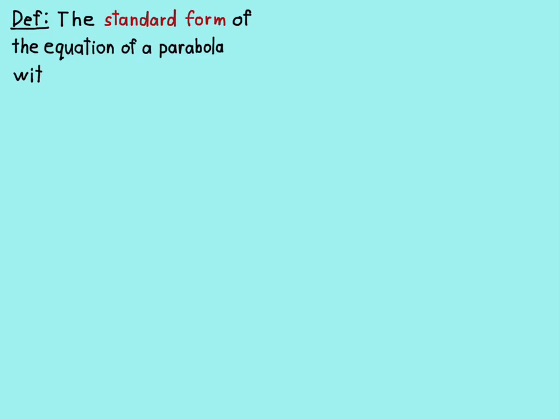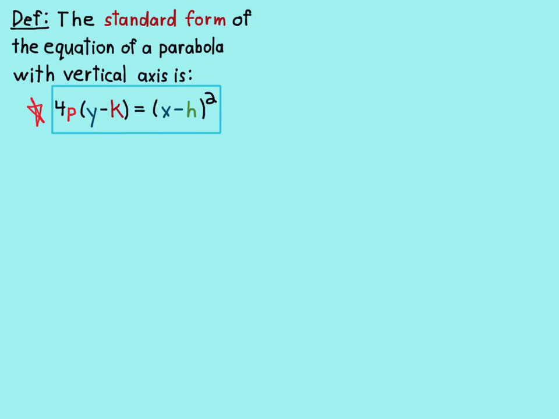Okay, from the definition of a parabola, one can derive the standard form of the equation of a parabola. And this standard form might be different from what you've seen before. So this is with a vertical axis. It looks like this. 4p, remember p was the distance between the vertex and the focus. So 4 times p times the quantity y minus k equals the quantity x minus h squared.